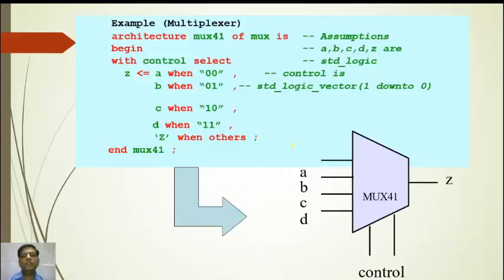Next, here we consider another example related to the multiplexer. There is a 4:1 multiplexer. 4 inputs are there, that is A, B, C, D. These are the 4 inputs. Then the control signals, that is S0 and S1.